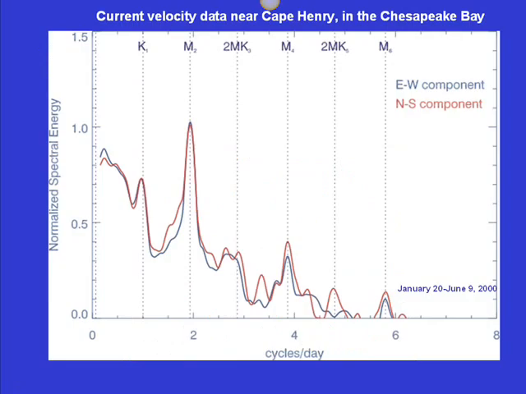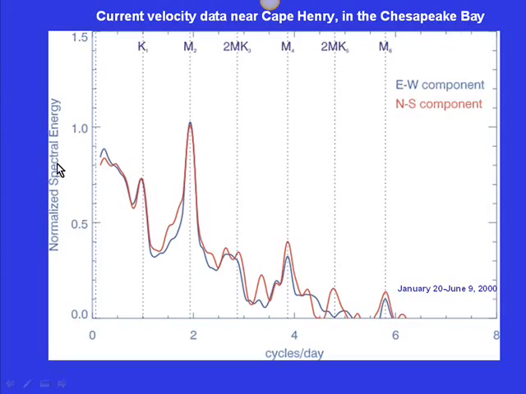Okay, so now let's look at some examples with real data. This is a spectrum for two flow components of the current velocity at the entrance to Chesapeake Bay. Almost 6 months of data. So who can interpret that spectrum? Who can describe it? What can you tell me about that spectrum?